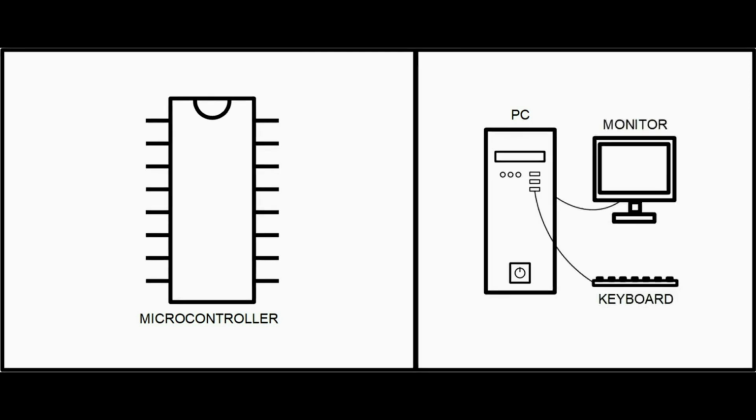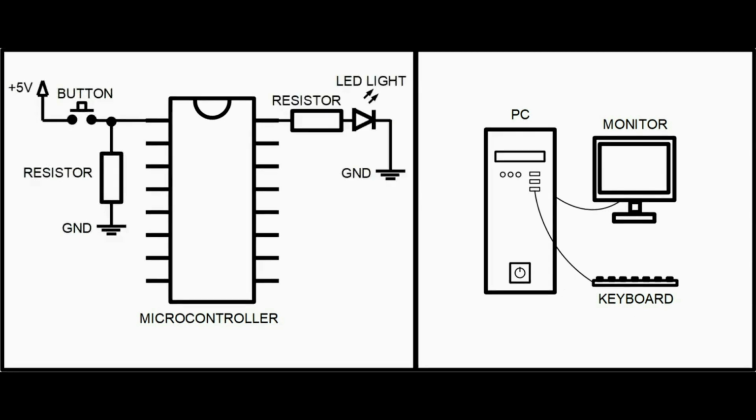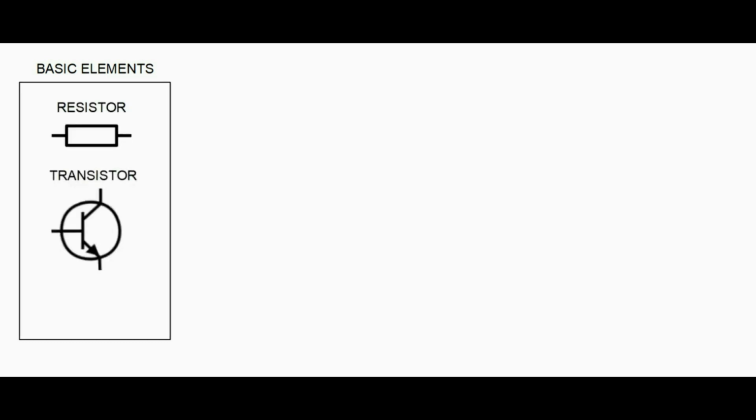Same as you can connect a keyboard and a monitor to a personal computer to input and output some information, you can do it also with a microcontroller, only in that case using, for example, buttons and LED lights. But what exactly is a microcontroller and how is it made? To fully understand that, you need some basic knowledge about elements that are used in electronics like resistors, transistors and diodes. Here will be a brief recap.